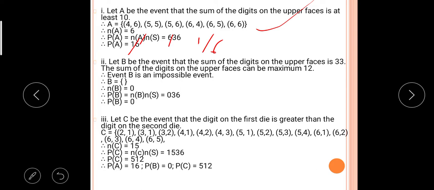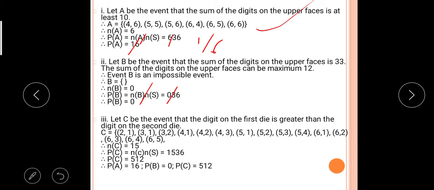Okay, now see the next event for the same sample space. Let B be the event that the sum of the digit on the upper face is 33. There is no such phrase which has a sum of the digit 33, and therefore it is empty. So n of B is 0. If n of B is 0, it means that the probability of that event is also equal to 0 upon 36, that is 0.